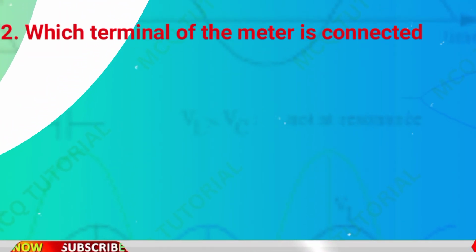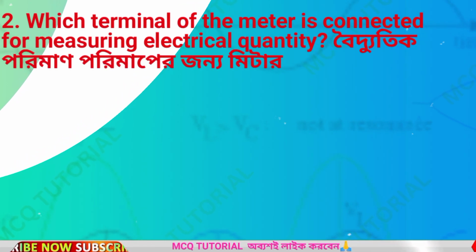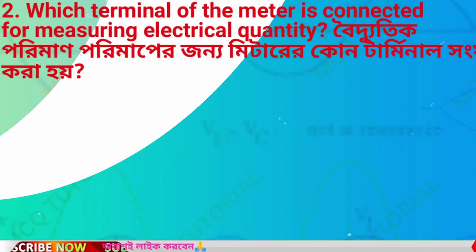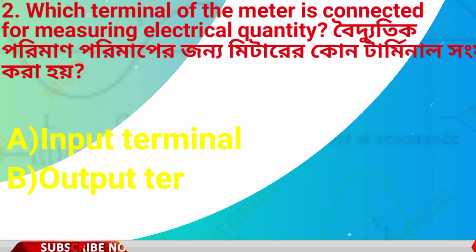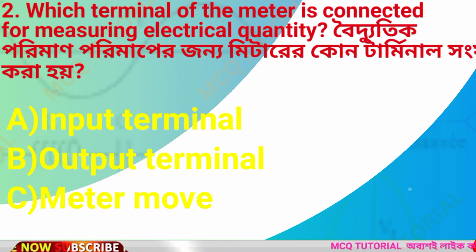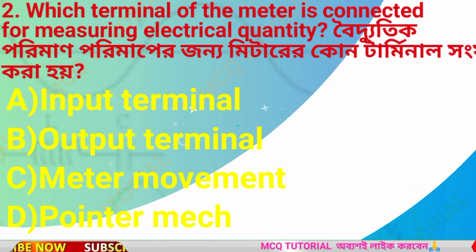Question number 2. Which terminal of the meter is connected for measuring electrical quantity? Option A input terminal, option B output terminal, option C meter movement, option D pointer mechanism.